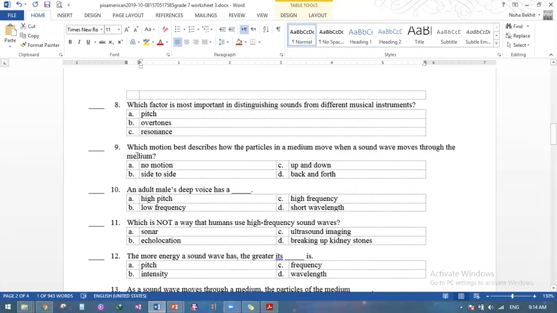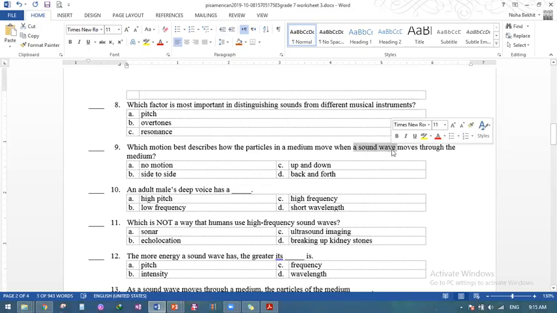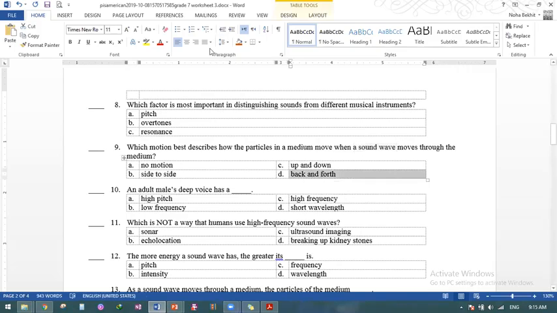Okay, number 9. This is an easy question, but it needs more thinking, though it's so easy. It says which motion best describes how the particles in a medium move when a sound wave, this is the answer, guys, a sound wave moves through the medium. Yes, Karim. Up and down. Well, back and forth. Yes, back and forth. Thank you so much, Wade.